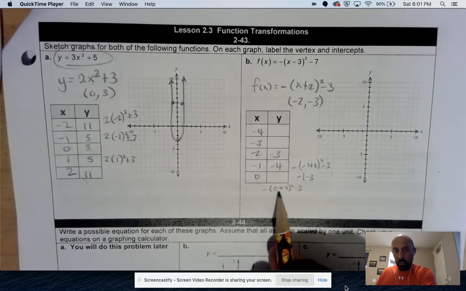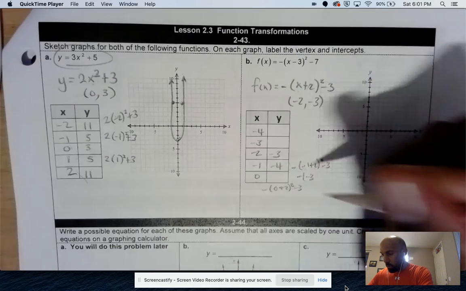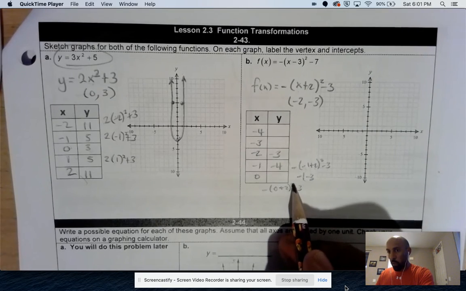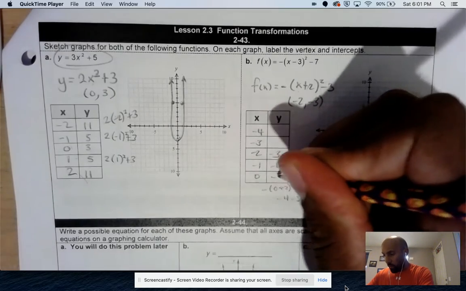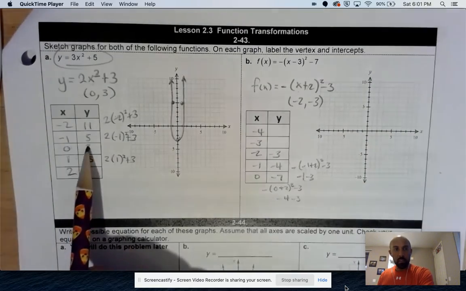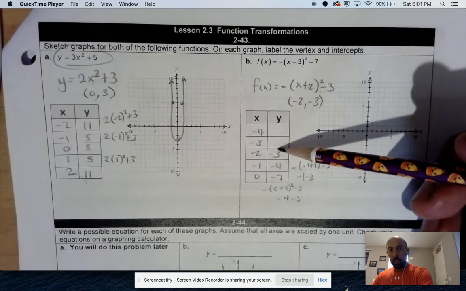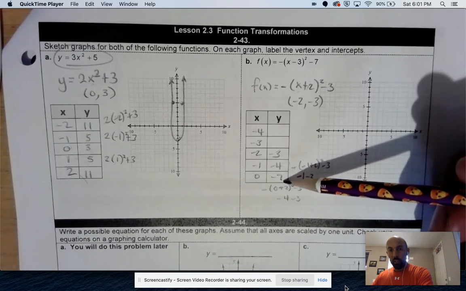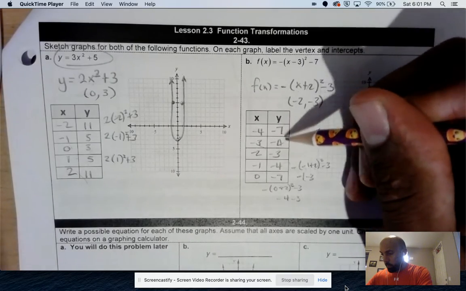Okay, then the next one is 0 plus 2. That's 2 squared. Sorry, that's a little 2. I know it's hard to see. 2 squared is 4 times the negative would be -4. Then minus 3 is -7. Now remember when I told you we got the same values here and up there. We got the same thing here. So if I got -1, -4 and 0, -7, that means this will also be -3, -4 and -4, -7.